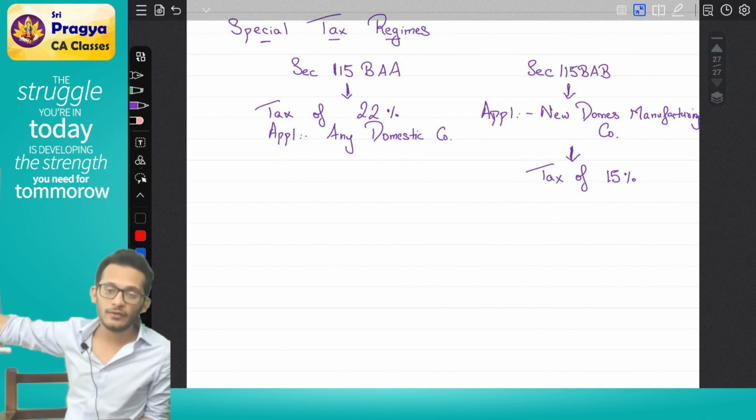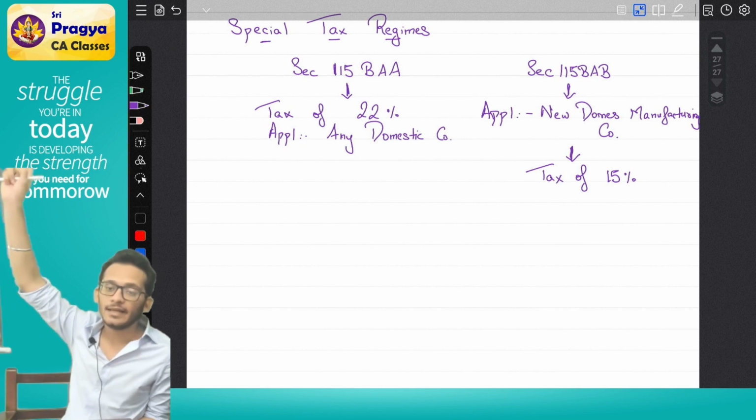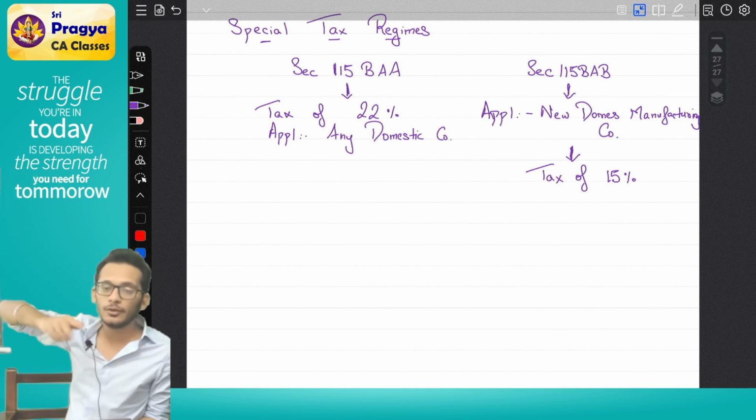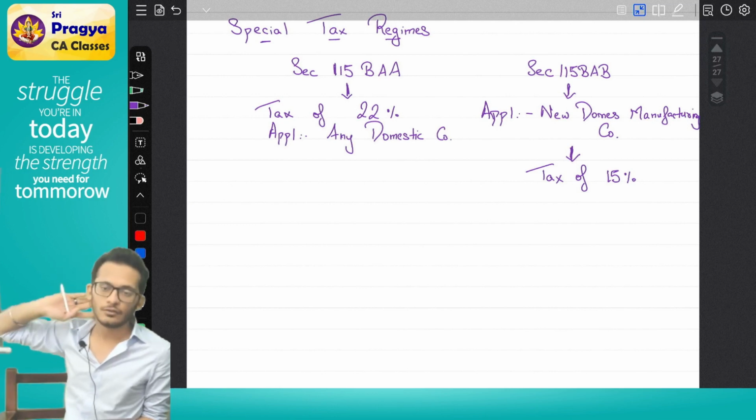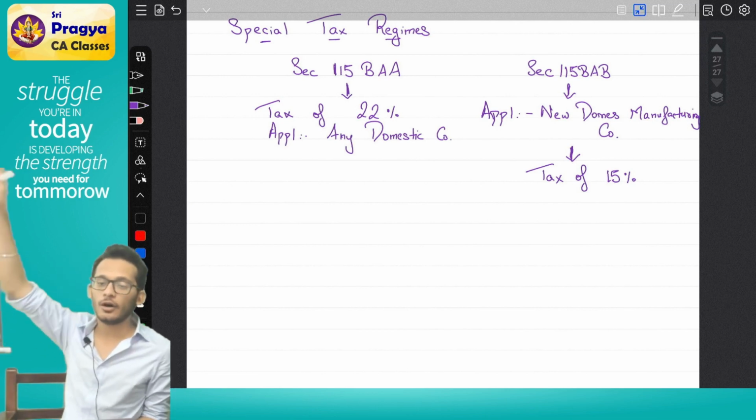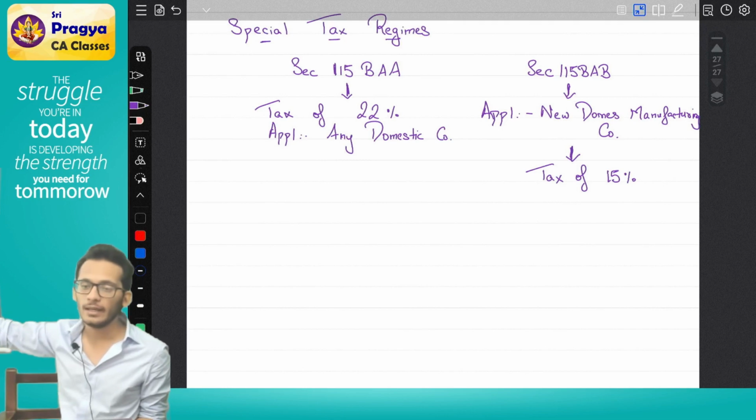I am a manufacturing company created in 1998. Am I new? No. So can I opt for BAB? No, I can opt for BAA. Yes. So in that case, I have to either choose the normal regime or I have to choose 115 BAA.